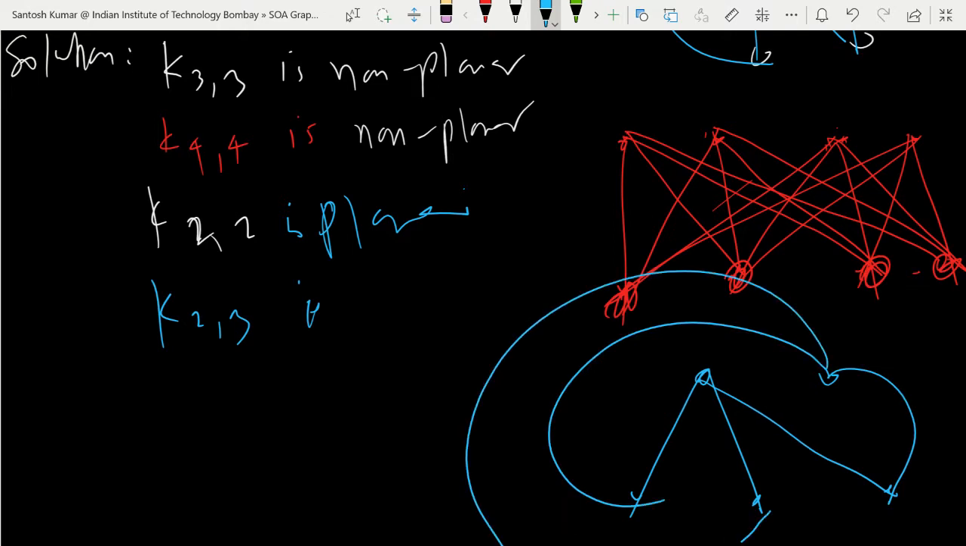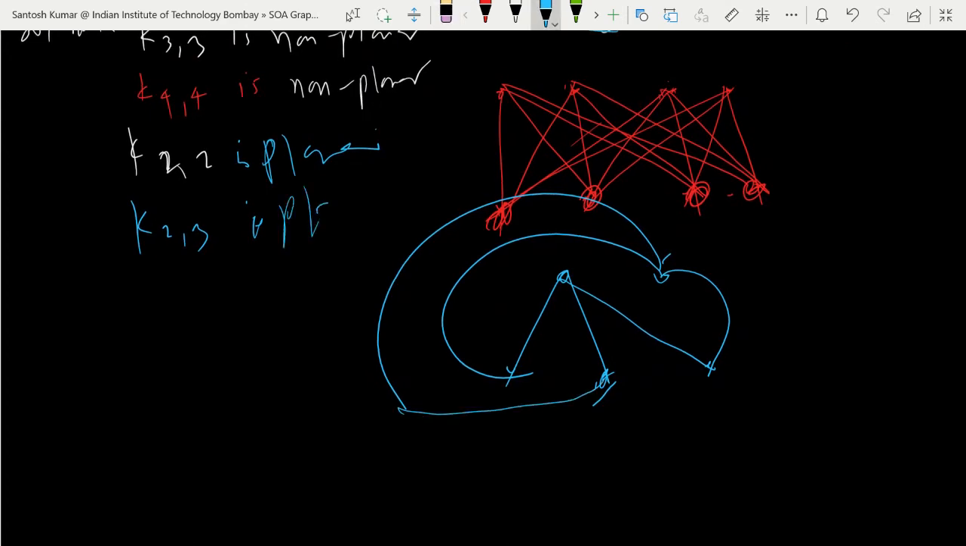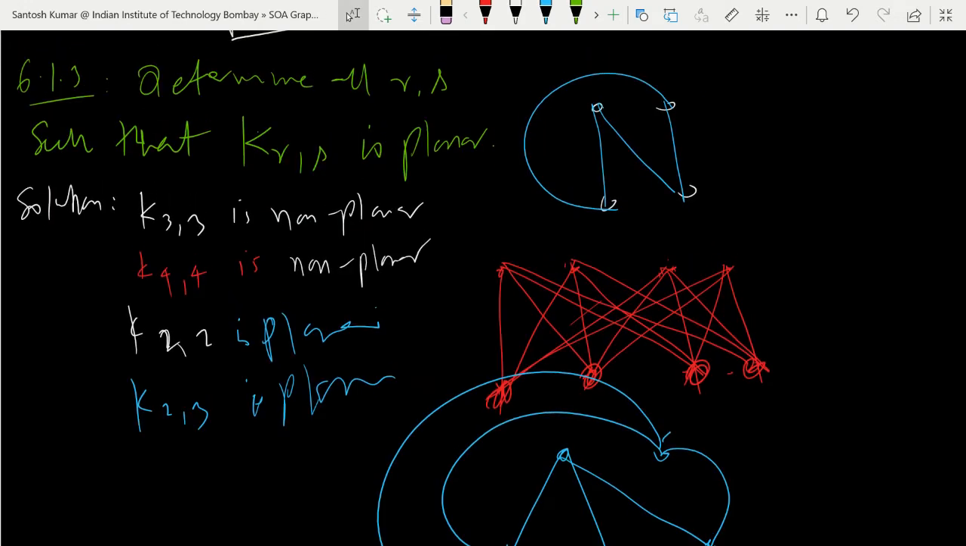Or you can join from here also. Anyway, you can draw it without crossing. So it is a planar graph without crossing edges. So we have to know the result regarding R, S. We are just looking at a few examples. You can decide if you don't know anything. If you already know, that's fine.